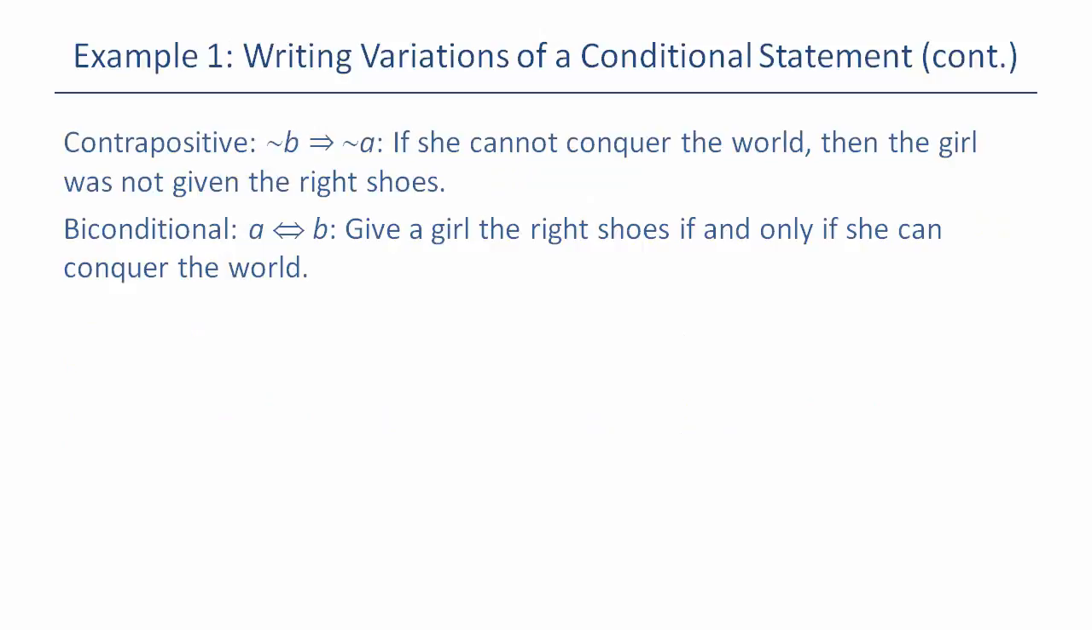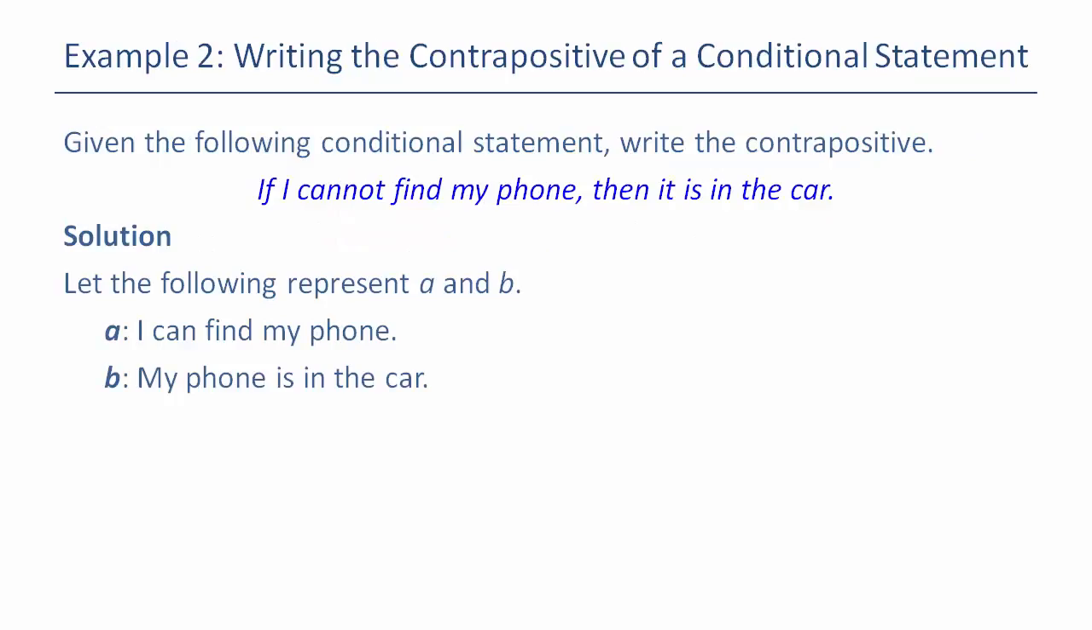The contrapositive is you have to negate and switch. So if she cannot conquer the world, then the girl was not given the right shoes. And then the biconditional is an if and only if. Give a girl the right shoes if and only if she can conquer the world. It's kind of silly, but with biconditionals, you're basically just throwing the phrase if and only if into it.